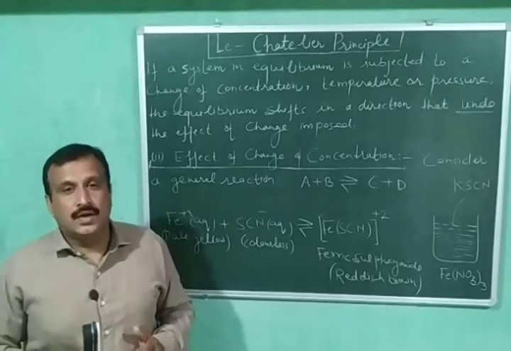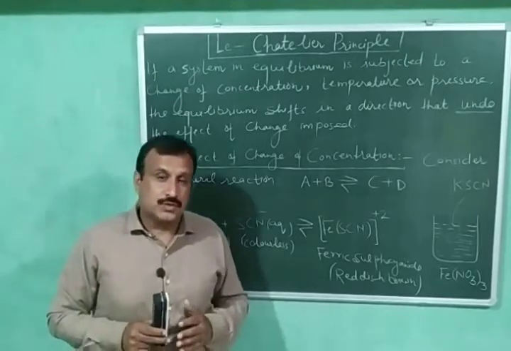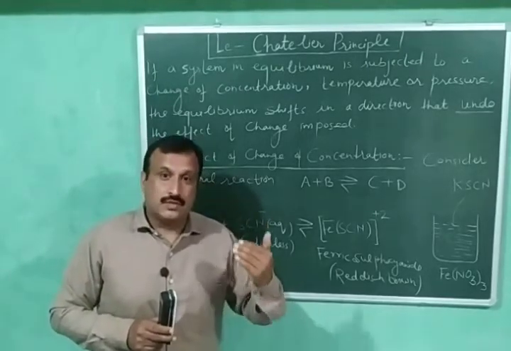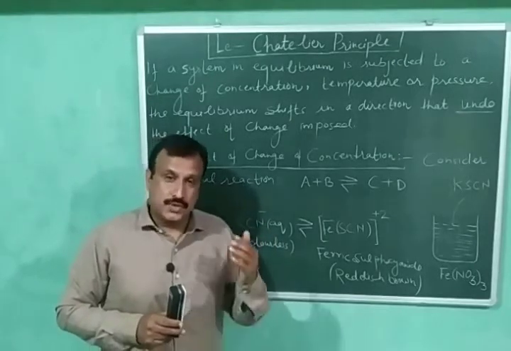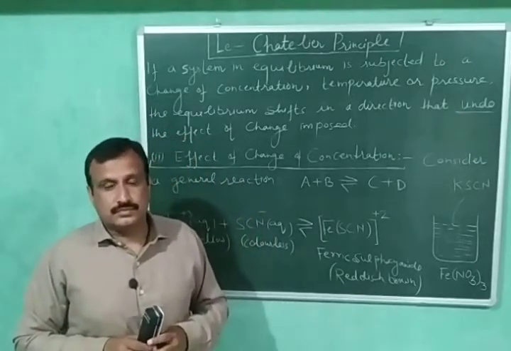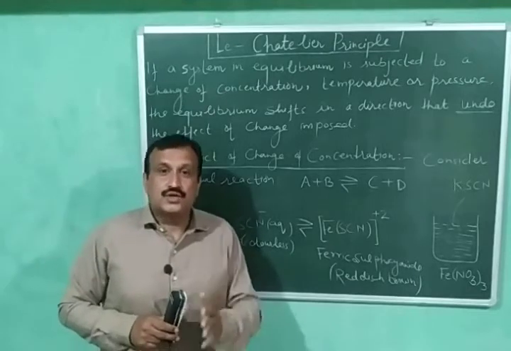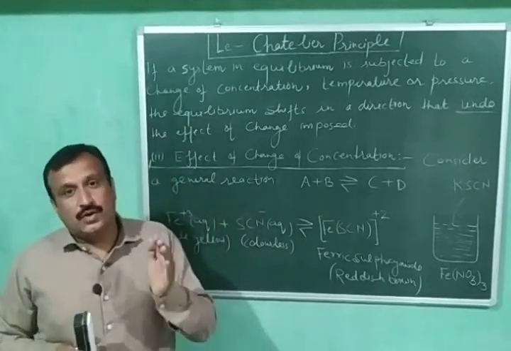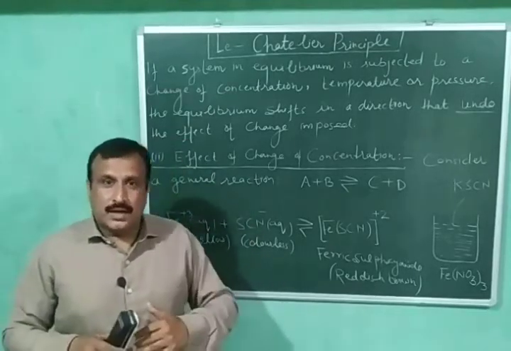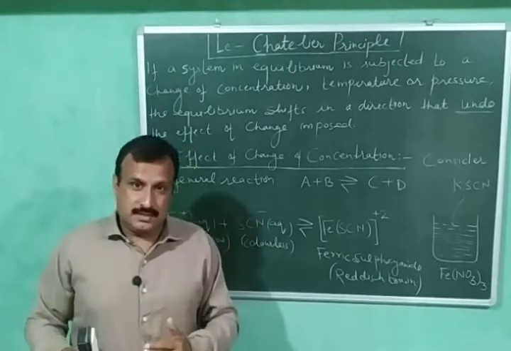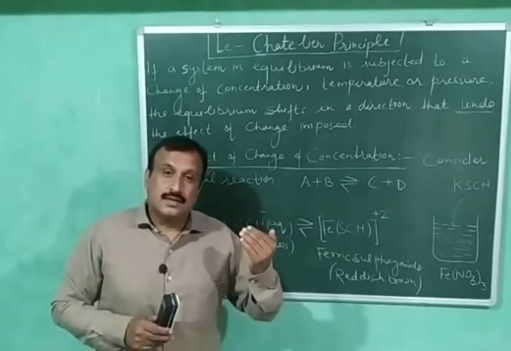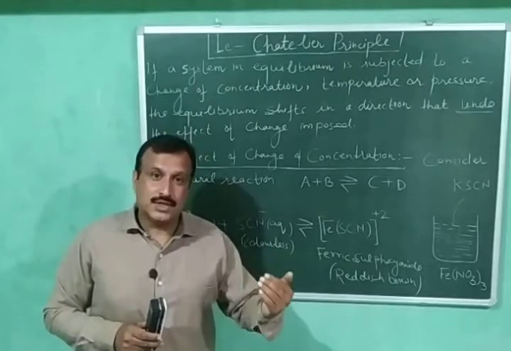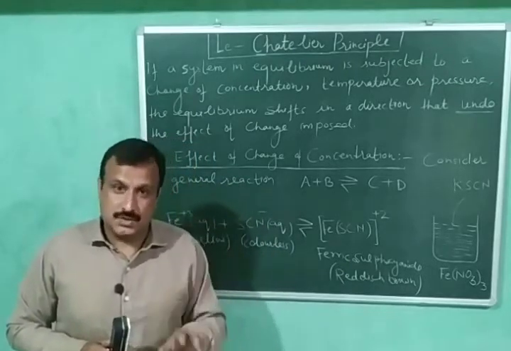So in this way, we can easily demonstrate to the students the effect of change of concentration on the state of equilibrium in lab. Further, this effect of change of concentration on the state of equilibrium can also be predicted by comparing the equilibrium constant of the reaction with the reaction quotient.